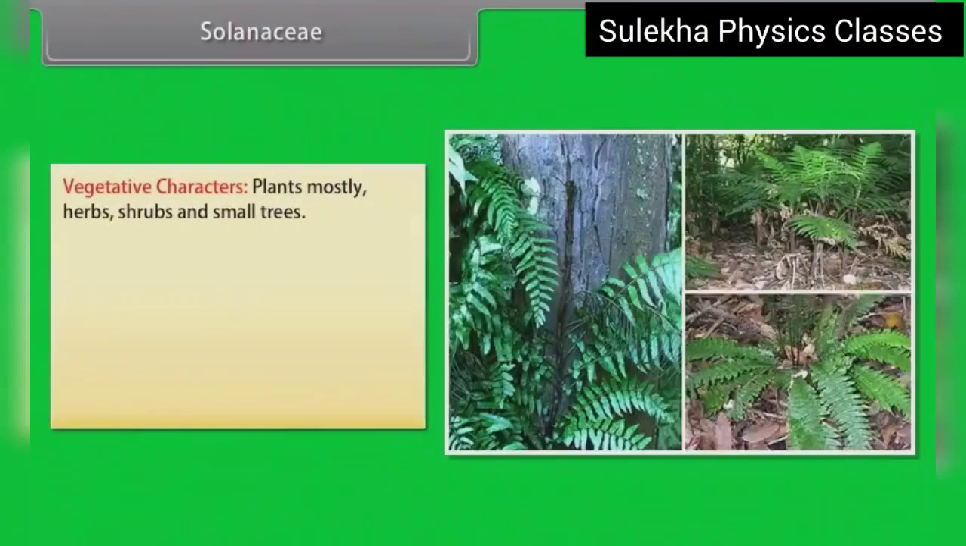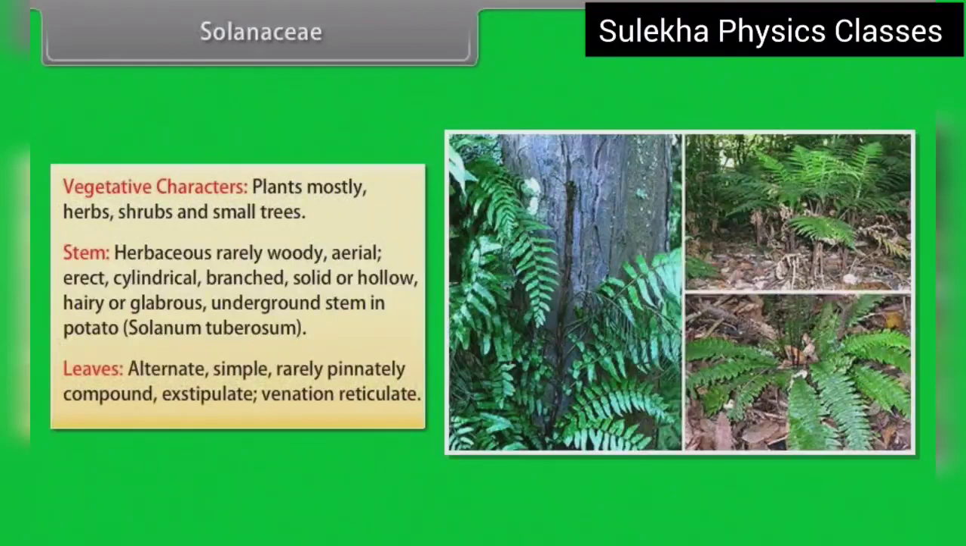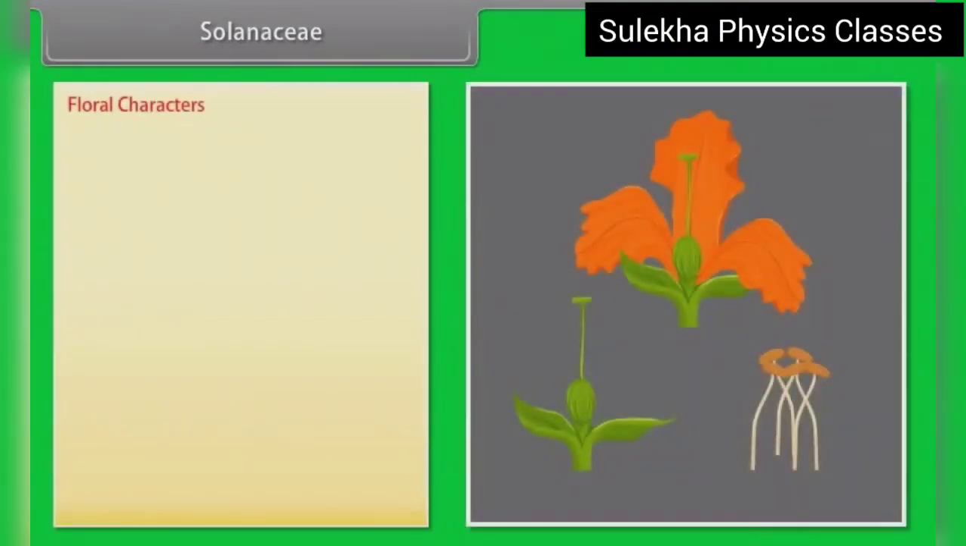Vegetative characters. Plants mostly herbs, shrubs, and small trees. Stem herbaceous, rarely woody, aerial, erect, cylindrical, branched, solid or hollow, hairy or glabrous, underground stem in potato, Solanum tuberosum. Leaves alternate, simple, rarely pinnately compound, exstipulate, venation reticulate. Floral characters. Inflorescence solitary, axillary or cymose as in Solanum.